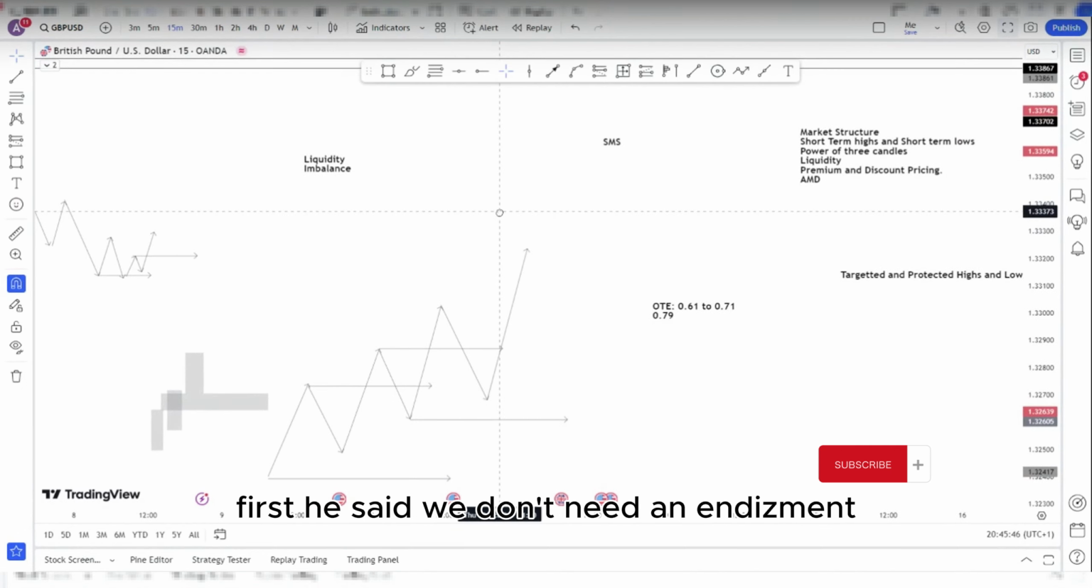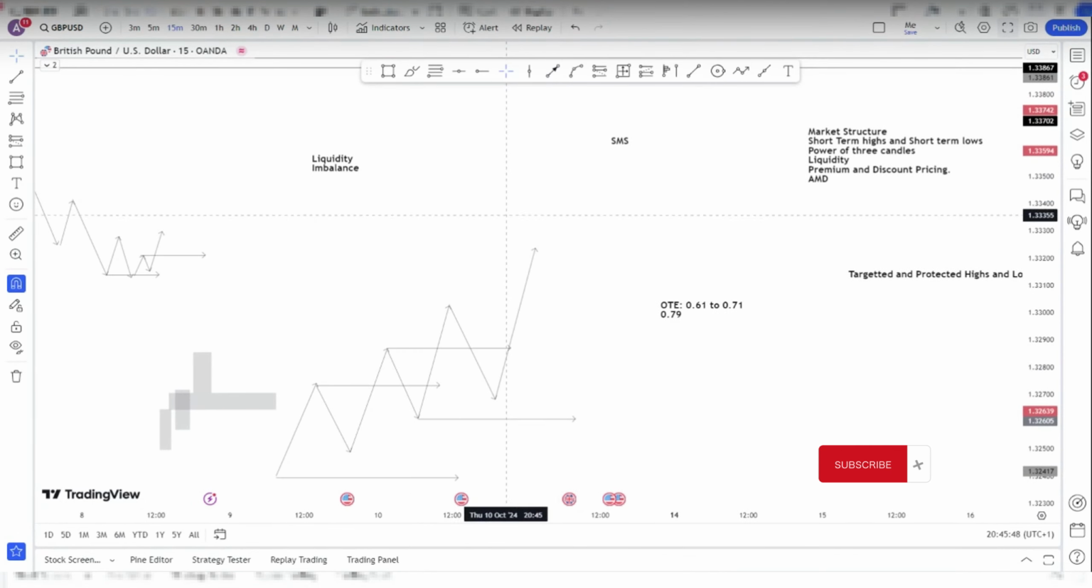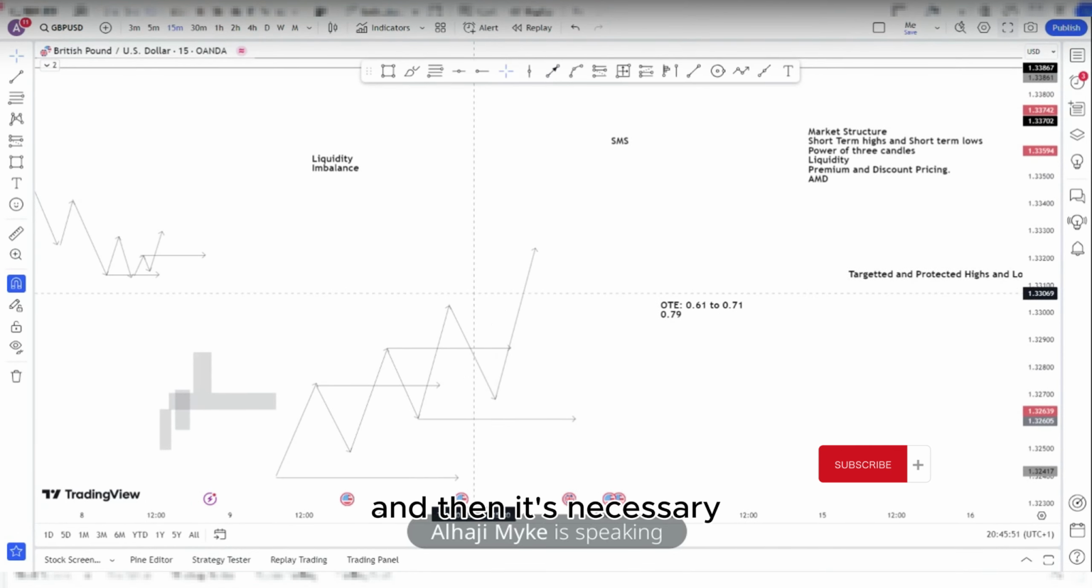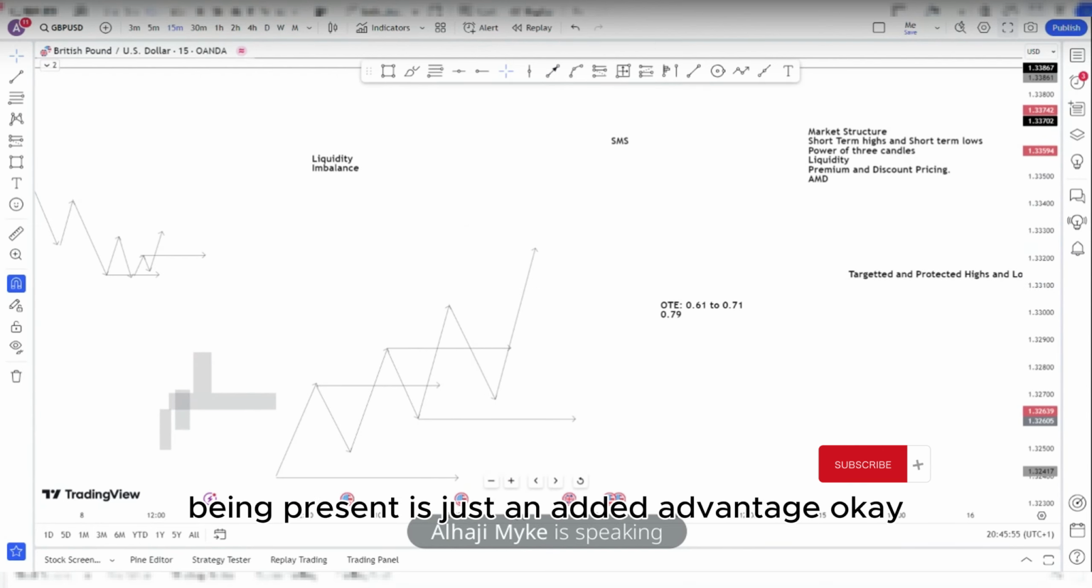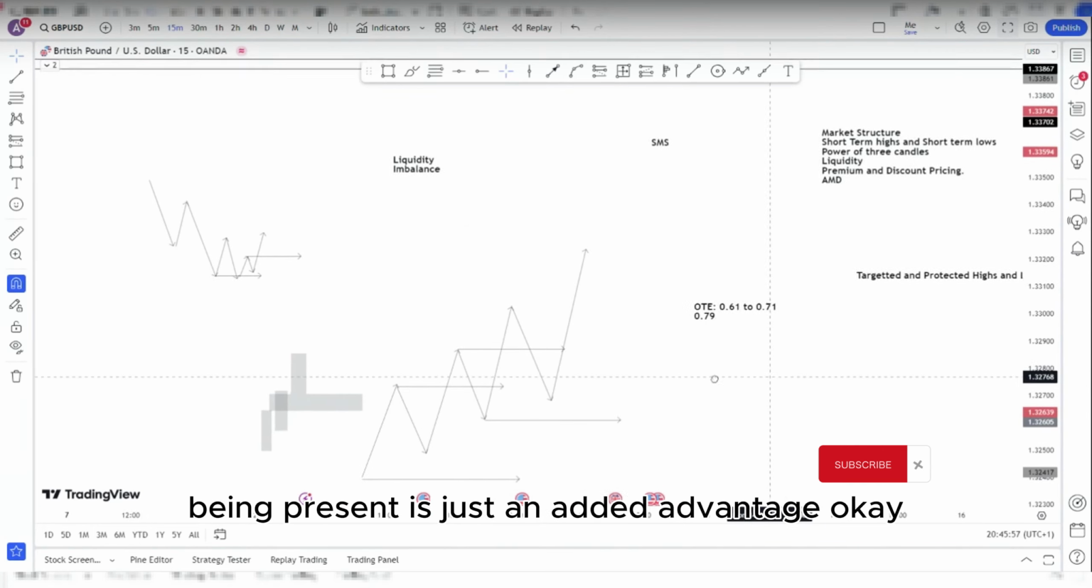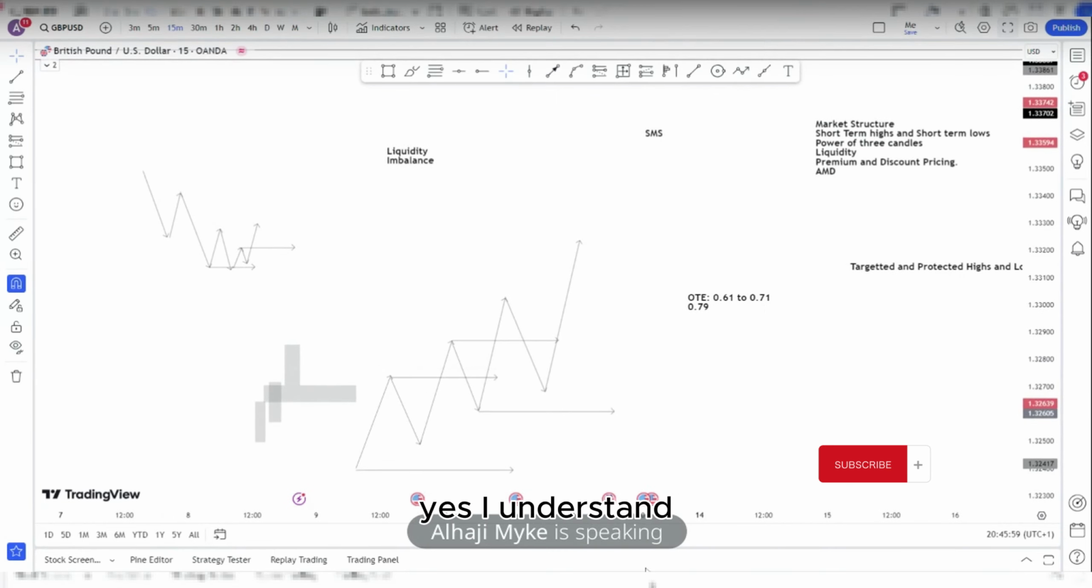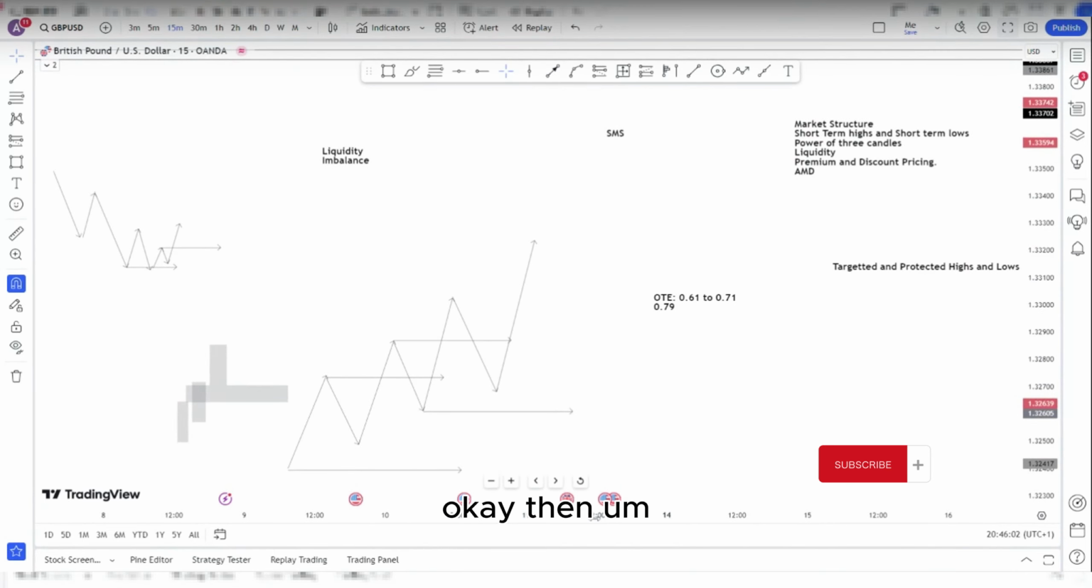First you said we don't necessarily need an inducement, which is one. Yes, not necessary. Inducement being present is just an added advantage. I don't know if you understand. Yes, now I understand more. Okay.